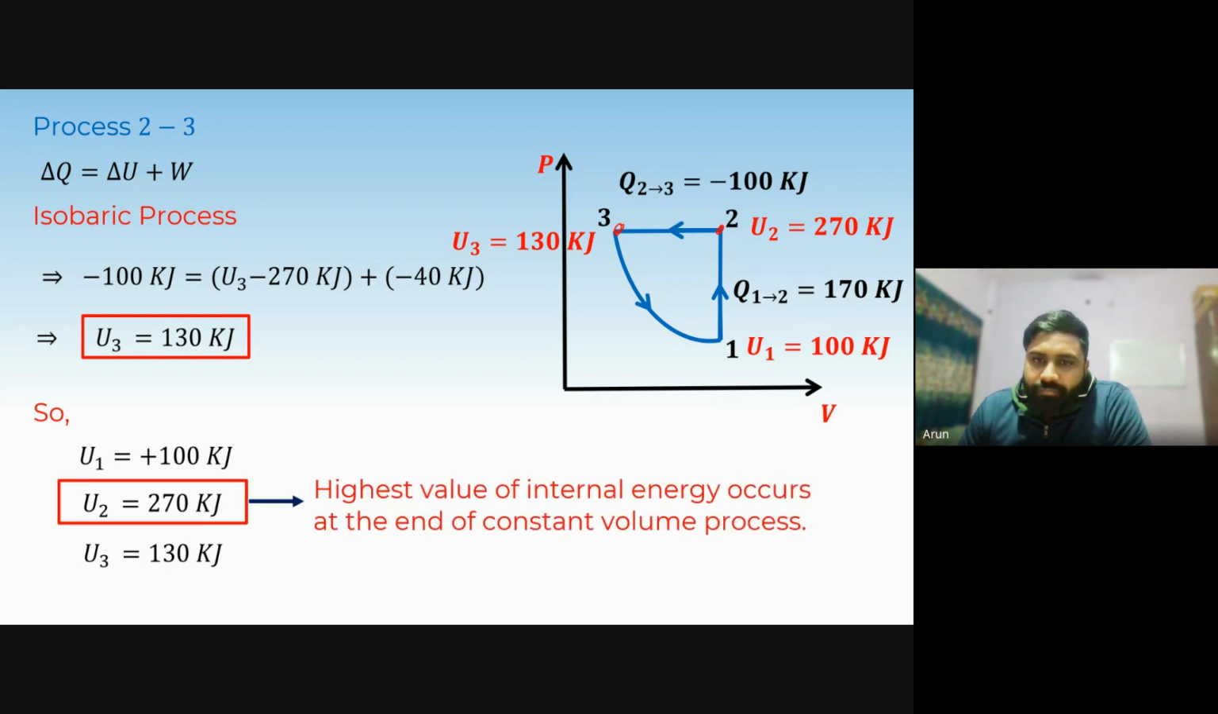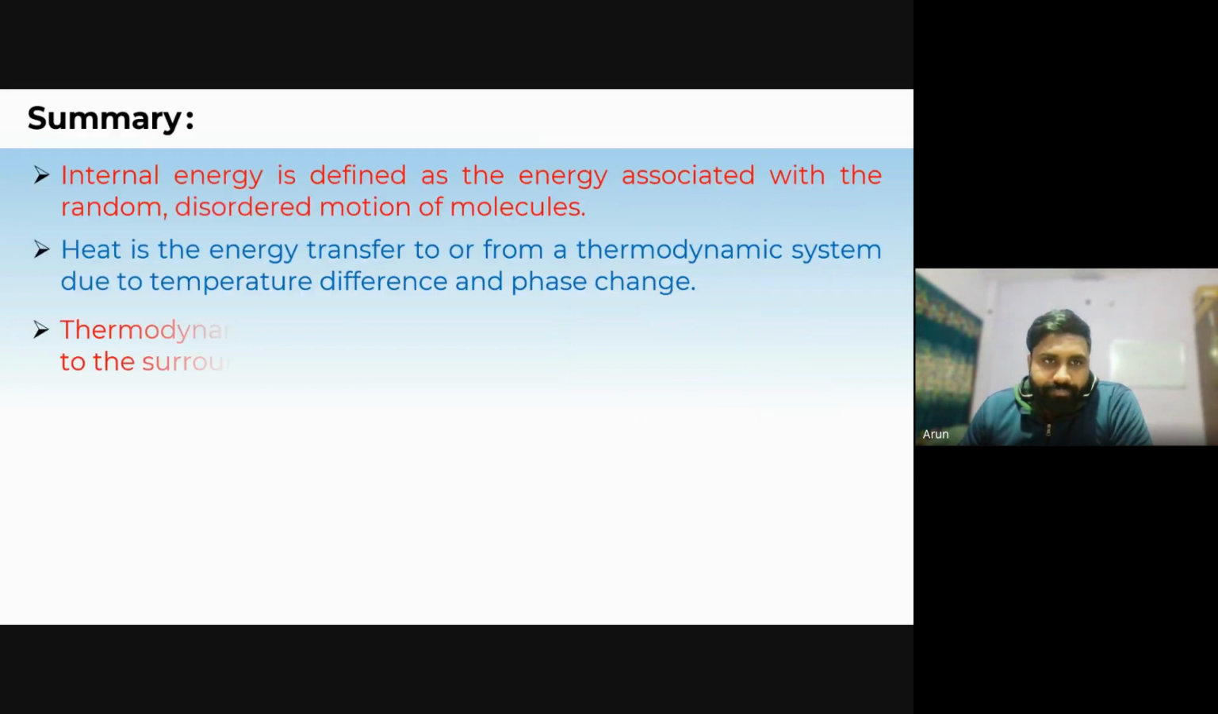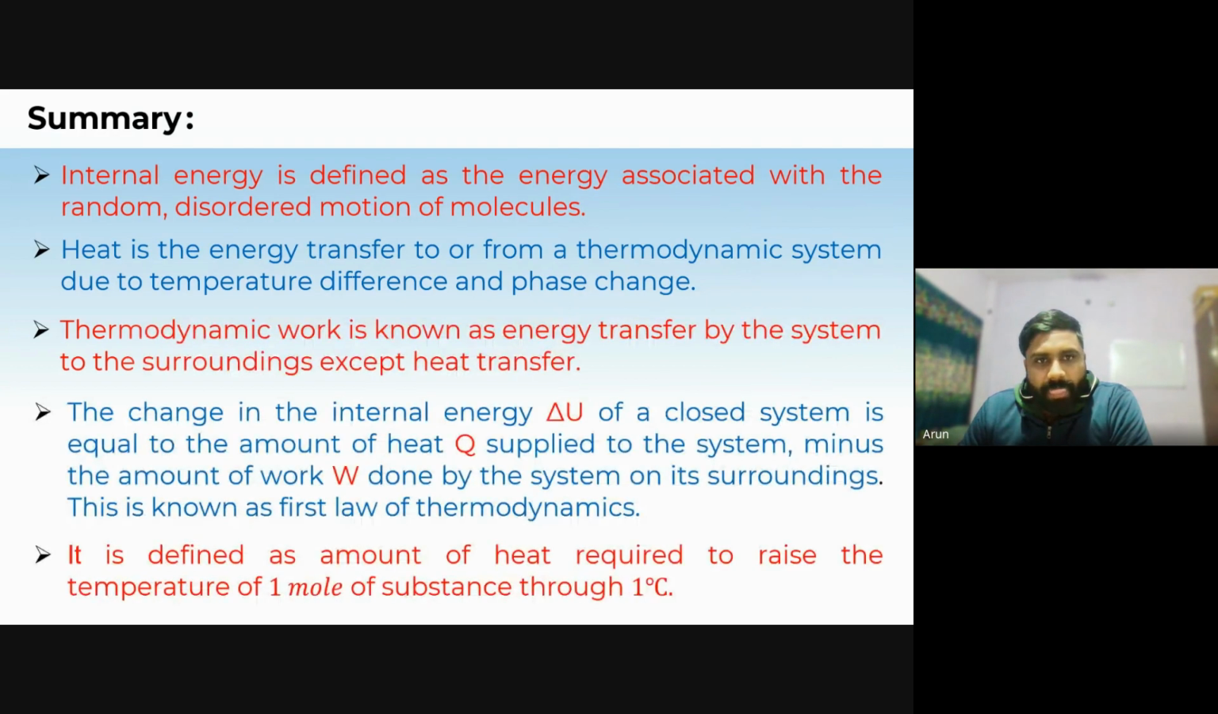So the highest value of internal energy occurs at the end of the constant volume process. And why is it so? Because delta Q is equals to delta U plus W, and in 1 to 2 isochoric process there is no work done. So total heat is transferred to changing the internal energy. That is why at the end of this process, we have the maximum value of internal energy. Now, summary, you can note it down.